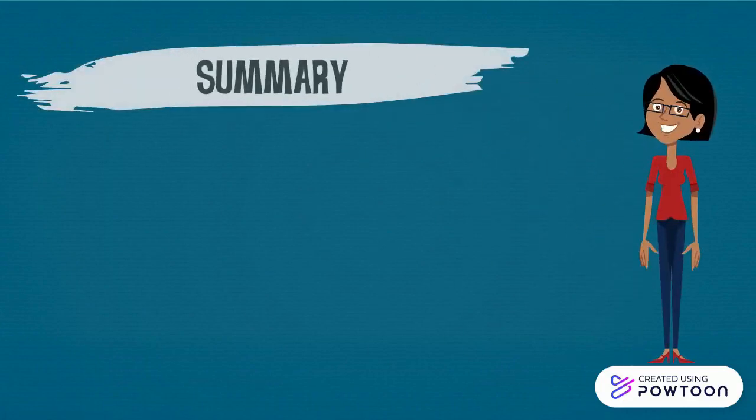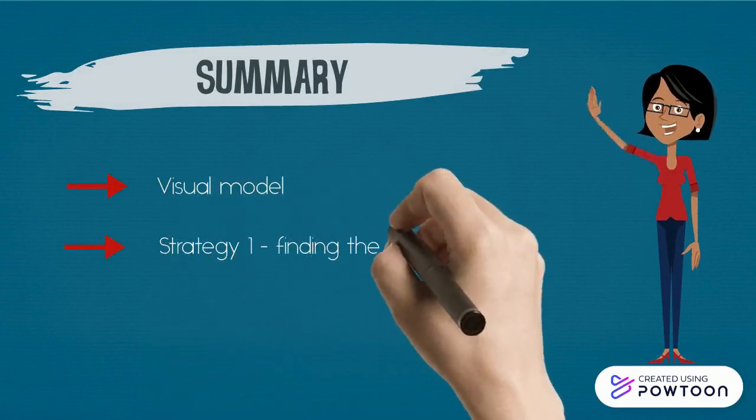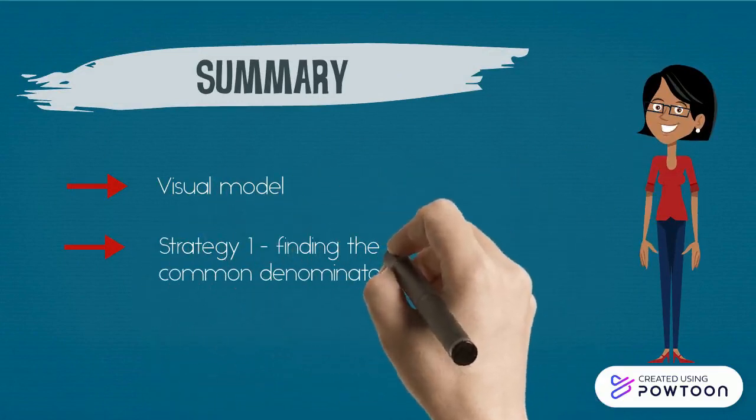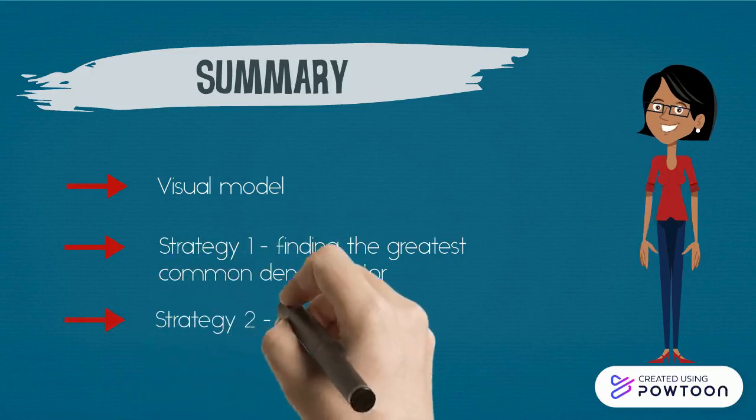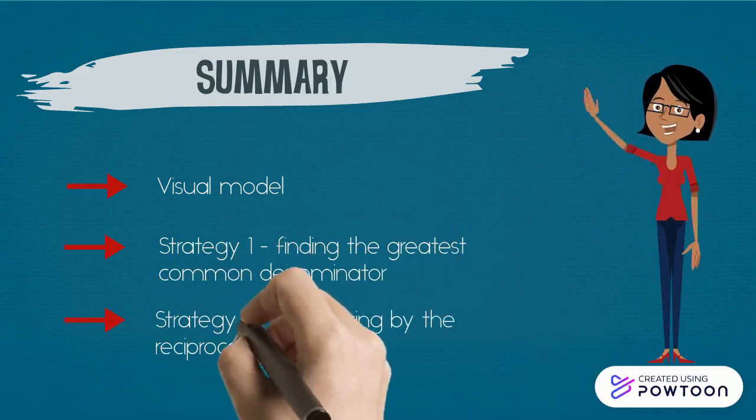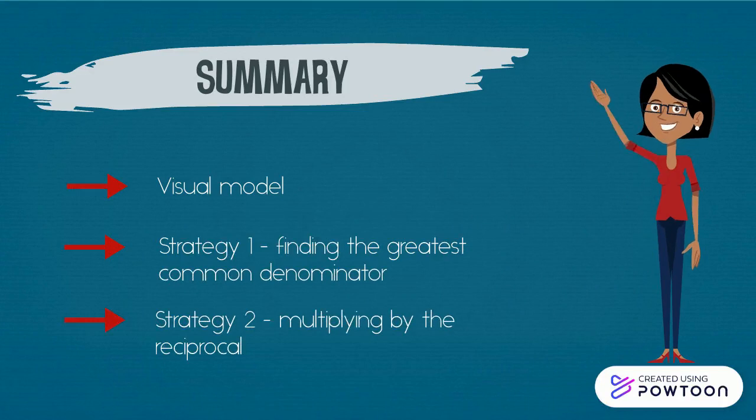In summary, we learned about the visual model, strategy 1, finding the greatest common denominator, and strategy 2, multiplying by the reciprocal. That concludes our lesson on dividing fractions.